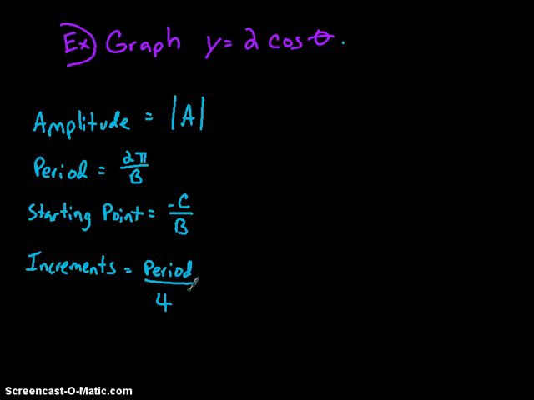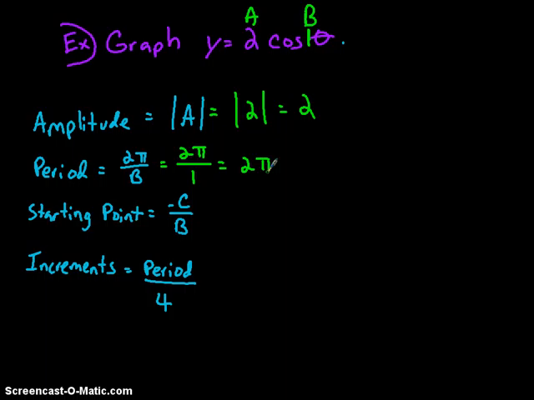In this case, the a value is right here. The b value is right there. It's the number in front of theta, which is 1. So my amplitude is the absolute value of 2, which is 2. And my period is 2 pi over 1, which is 2 pi.